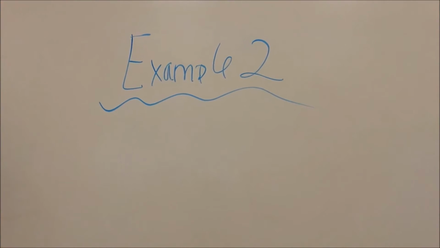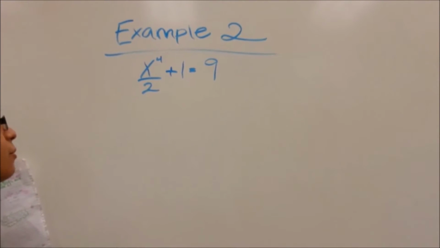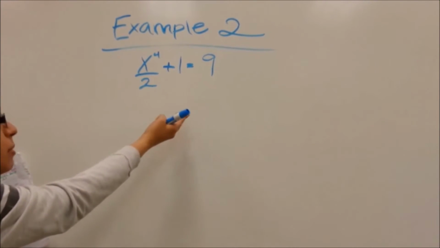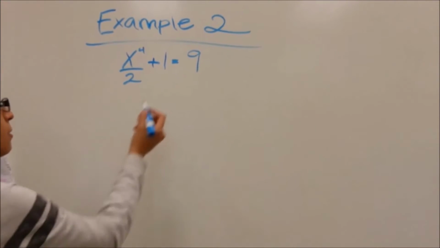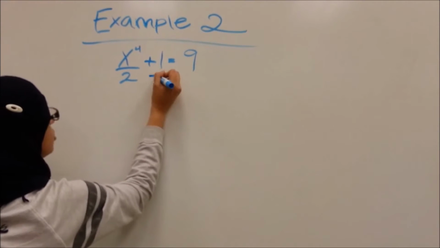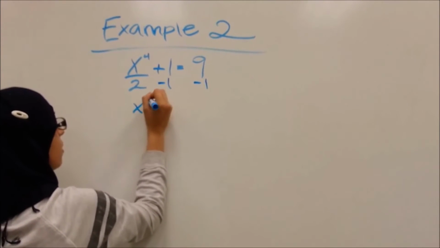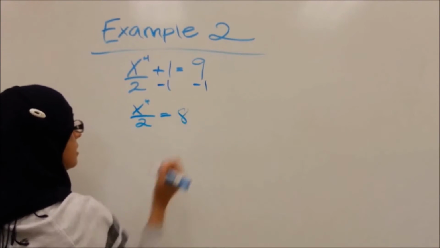Example 2. Okay, so for example 2, we're going to start out with this equation: x to the power of 4 divided by 2 plus 1 equals 9. First thing we're going to do is get rid of this. We're going to subtract 1 on each side. That leaves us with x to the 4th over 2 equals 8.